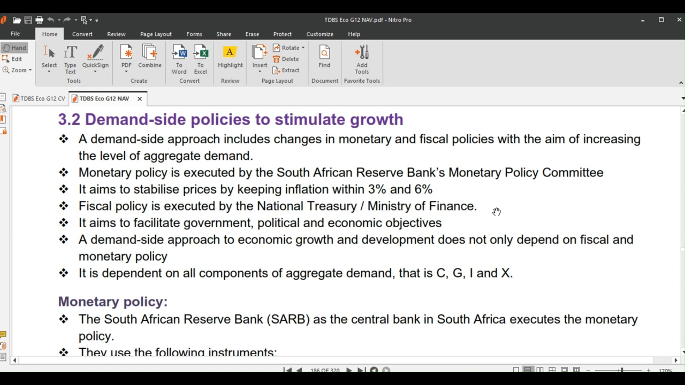Anyways, a demand-side approach to economic growth and development does not only depend on fiscal and monetary policy. It is dependent on all components of aggregate demand, that is C, G, I, and X. You better know what this is, otherwise I won't be happy. In case you don't know, C is consumption spending by households, G is government spending, I is investment spending, and X is your X. Just kidding, X stands for exports.